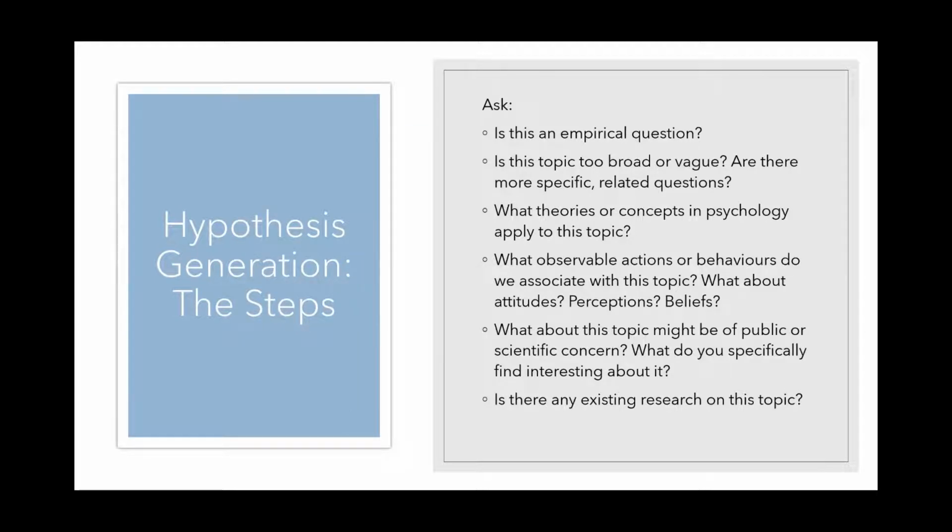What theories or concepts in psychology apply to this topic? Because then you should probably consider including them within your proposal in your paper. What observable actions or behaviors do we associate with this topic? What about attitudes, perceptions, and beliefs? That might become one of your independent variables or your dependent variable that relates to your first specified topic of interest in some way. What about this topic might be of public or scientific concern? What do you specifically find interesting about it, and what might others find interesting about it? And of course, is there any existing research on this topic that you should be incorporating into your proposal?